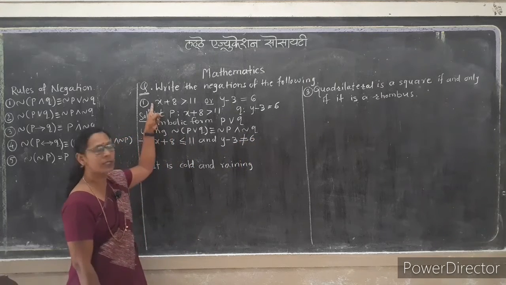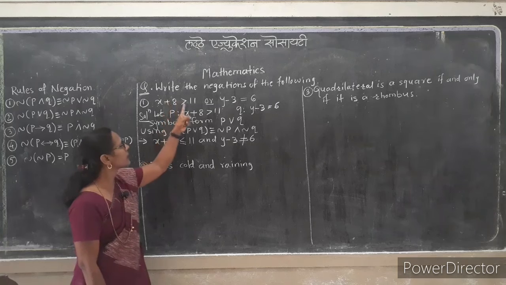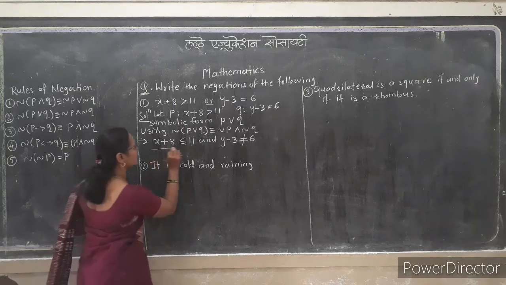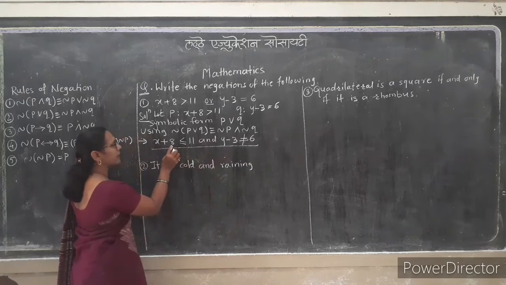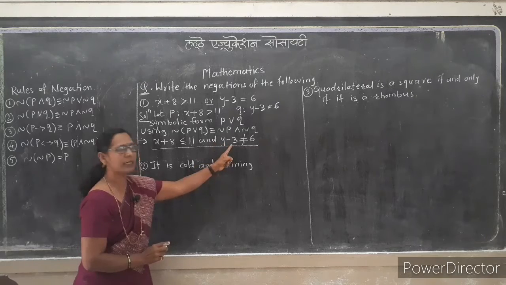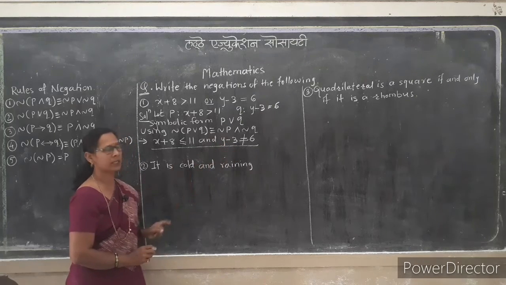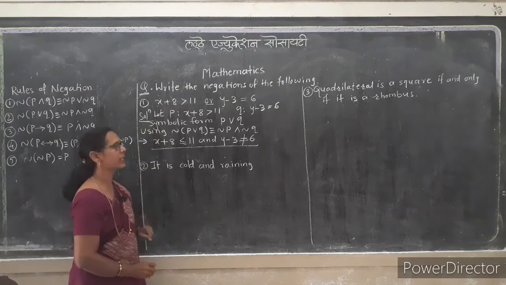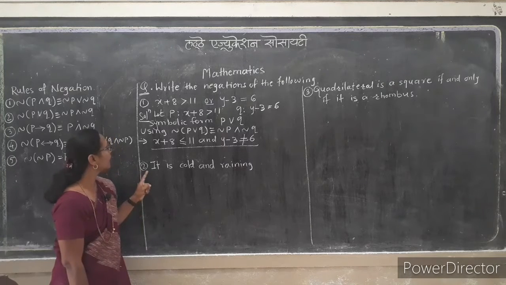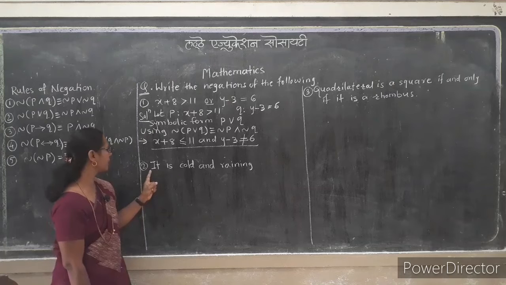Therefore, the negation of the statement x plus 8 is greater than 11 or y minus 3 equal to 6 is x plus 8 is less than or equal to 11 and y minus 3 is not equal to 6. This is the negation statement. Now we see the second statement. Now we write its negation.